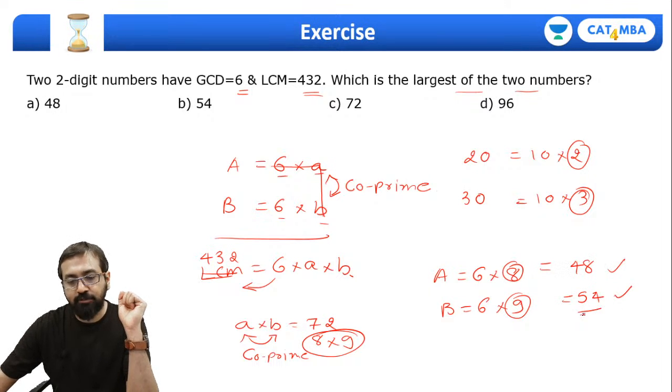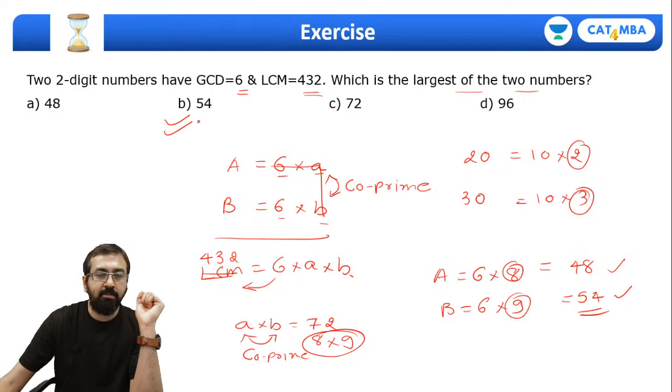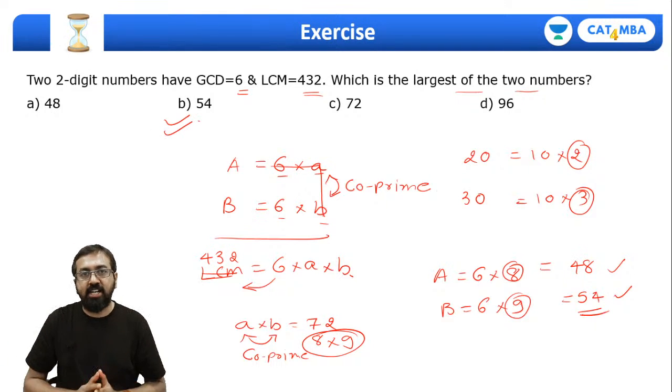Which is the largest of the two numbers? 54. Tick mark option B. Full 3 marks in CAT exam.